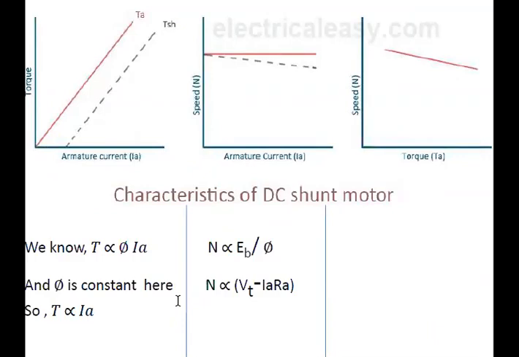Always the torque produced is directly proportional to phi into Ia, and phi is a constant here. Phi means the flux produced in the machine, and tau is the torque. Ia is the armature current, and speed is directly proportional to Eb by phi. That means speed is directly proportional to Vt minus Ia Ra.